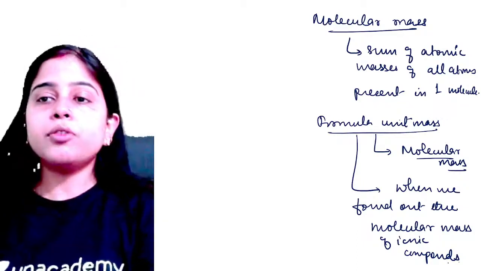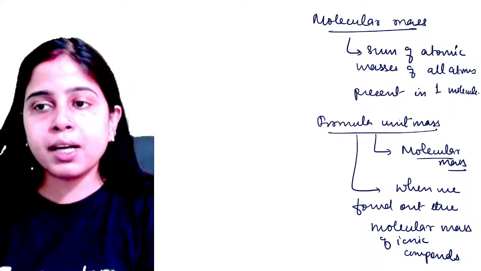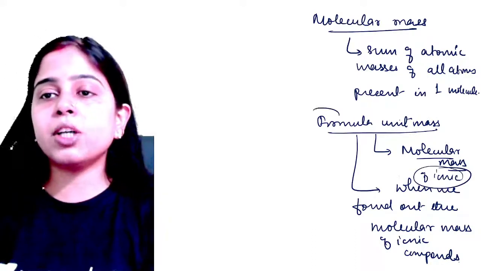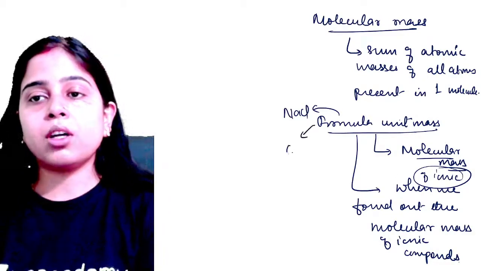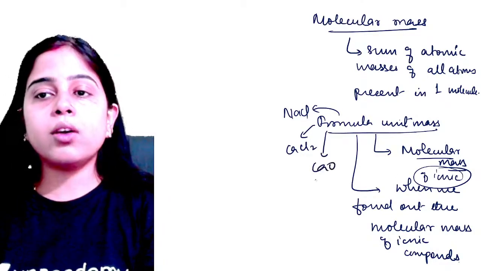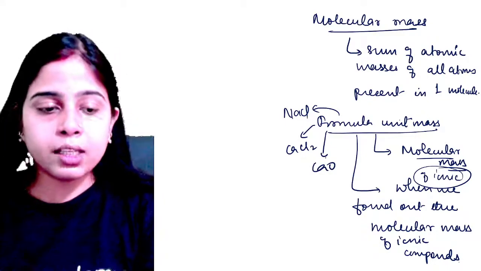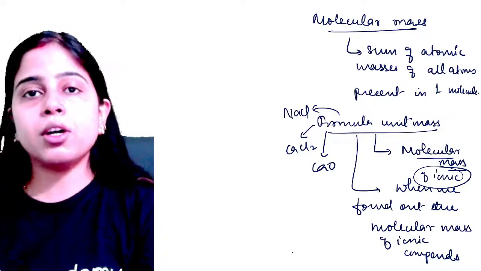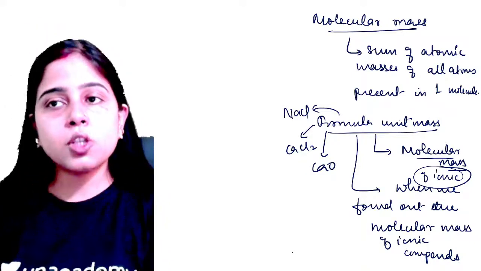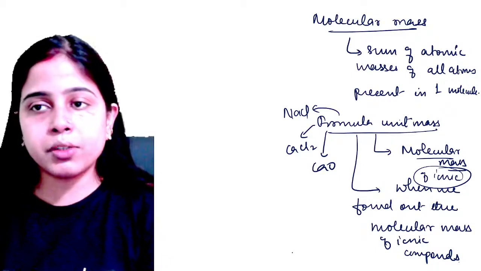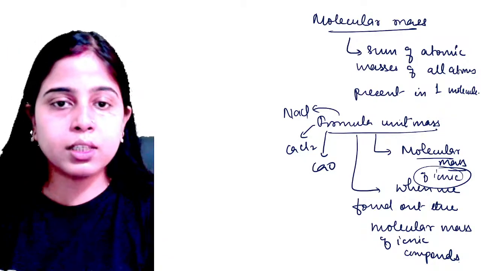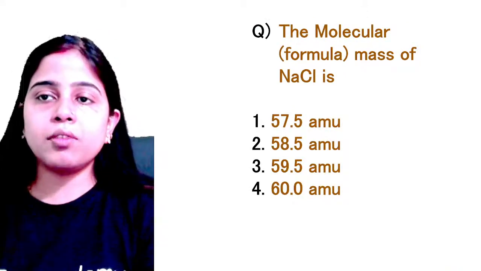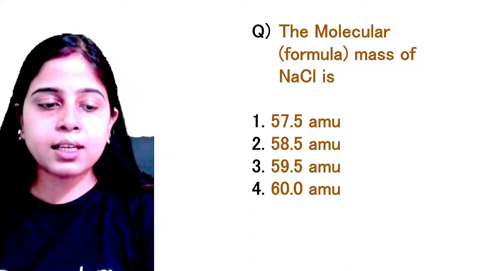Clear everyone? So formula unit mass is also the molecular mass, but it's the molecular mass of ionic compounds. For example, NaCl, CaCl2 or CaO, all these are ionic compounds, and if you want to find their molecular mass, we call it the formula unit mass. Clear? So this is the difference between molecular mass and formula unit mass. I hope it is clear to all of you. Okay, so let's find the molecular mass of NaCl. As I told you, NaCl is an ionic compound.